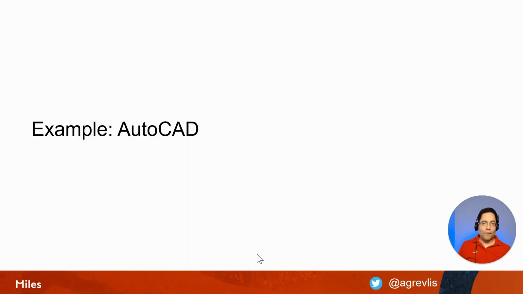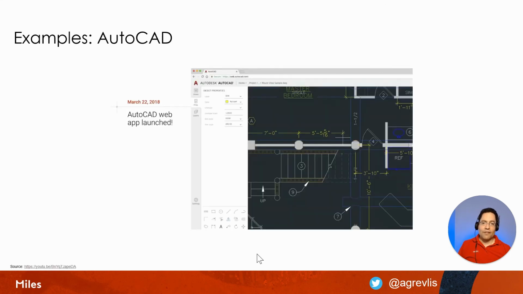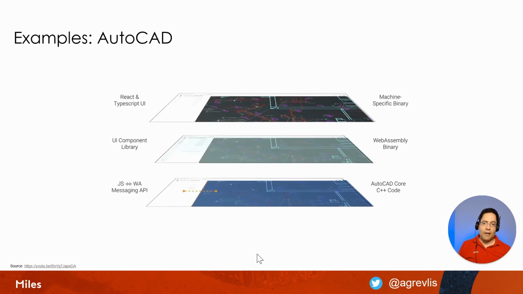Another example is from AutoCAD. AutoCAD has a lot of drawings for buildings and constructions. What they wanted to do was to be able to expose this on the web. So they built an AutoCAD web app where they are using WebAssembly. We're going to have a quick look at the architecture of this web app.